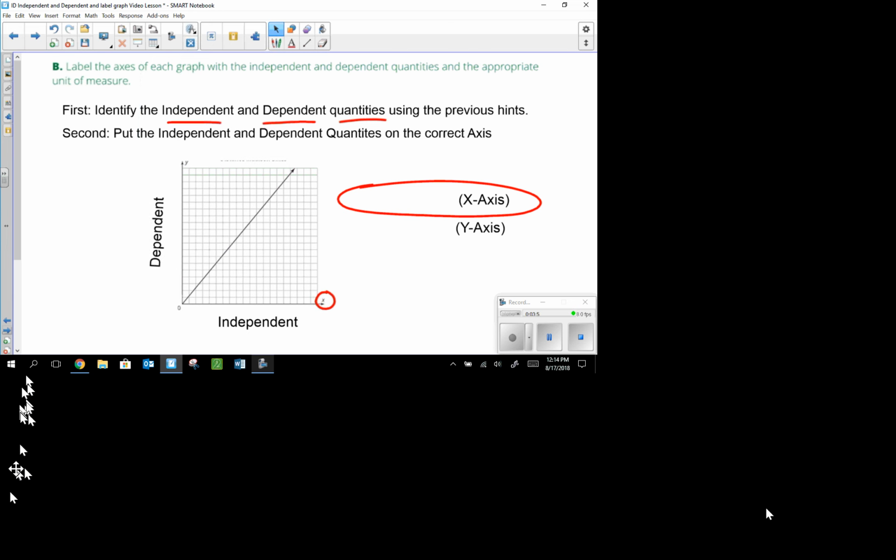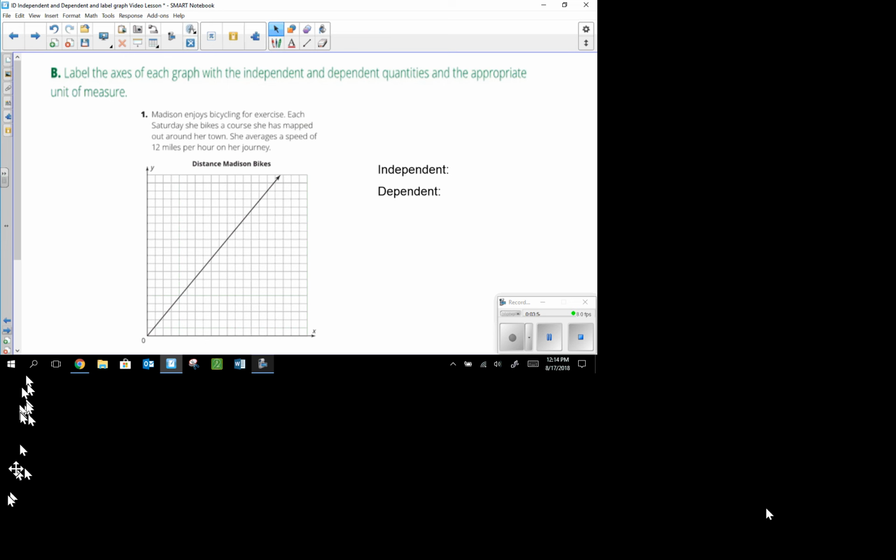And therefore we'll do one more example. Here's a problem. Madison enjoys bicycling for exercise. Each Saturday she bikes a course she has mapped out around her town. She averages a speed of 12 miles per hour on her journey. So again, we see the word per. That's going to help us identify independent and dependent. Whatever is after per is independent. Whatever is before per is dependent. Also, another hint is we have another measure of time. So time, in this case, measured in hour, again, will be the independent quantity.